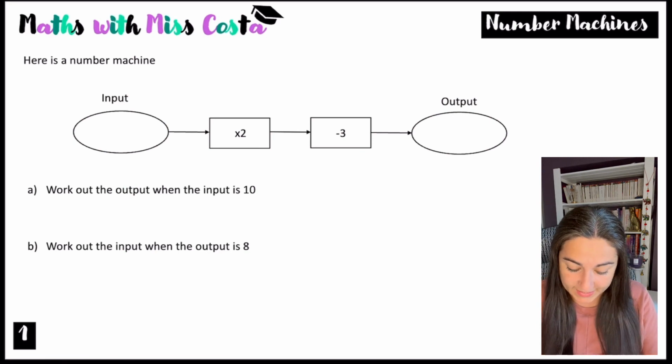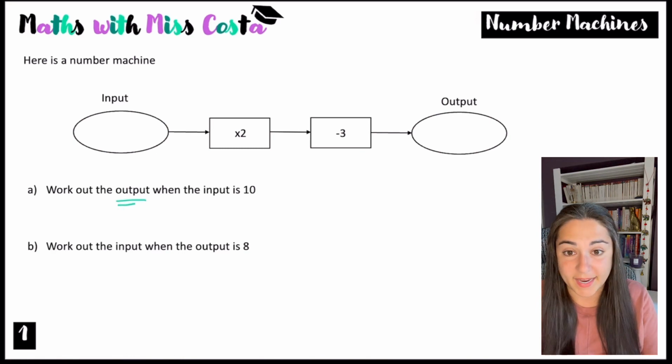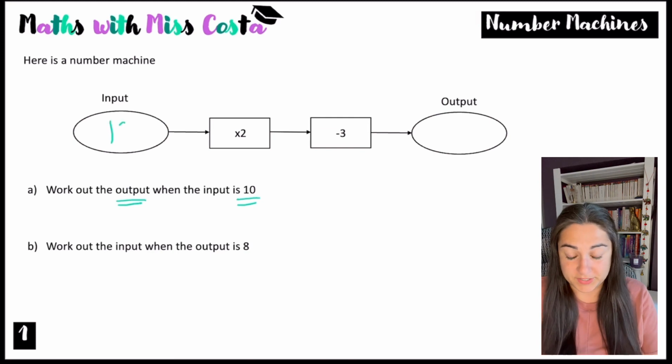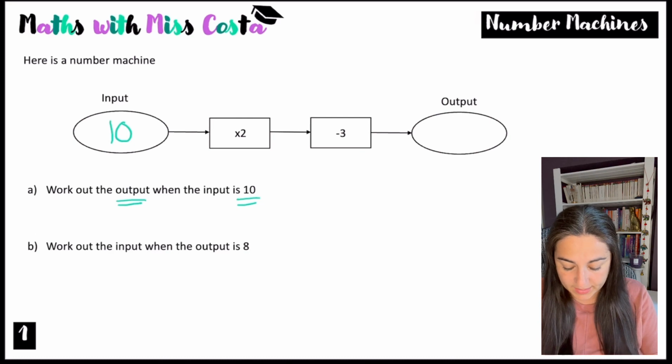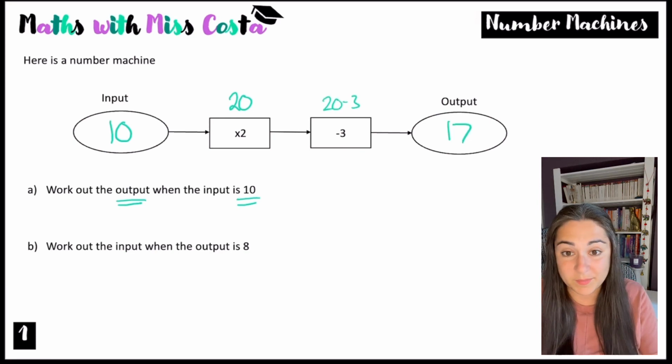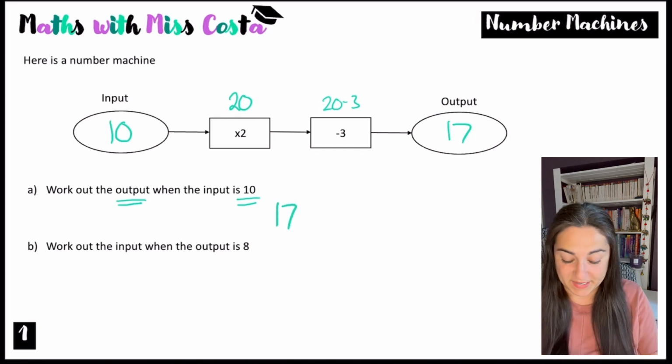So the first question says work out the output, so what comes out when the input is 10. So you start by putting 10 into your machine. What do you need to do? You need to times it by 2, and then you take 3. So what's 10 times by 2? 20. And then take 3 is 17. So the output when the input is 10 is 17.